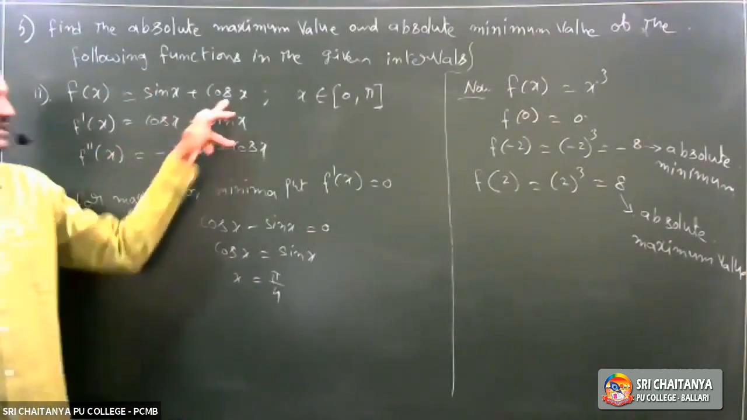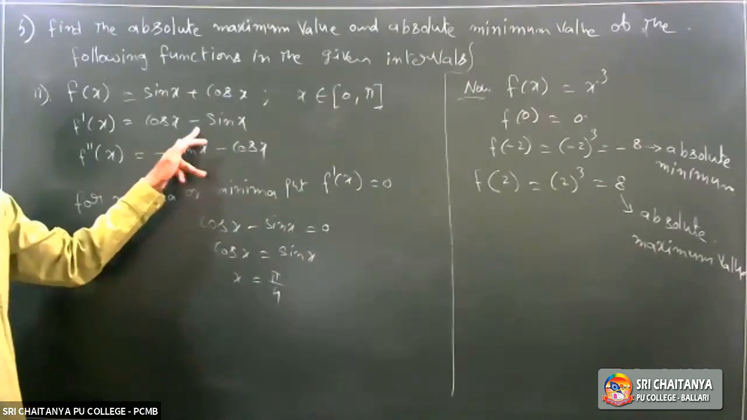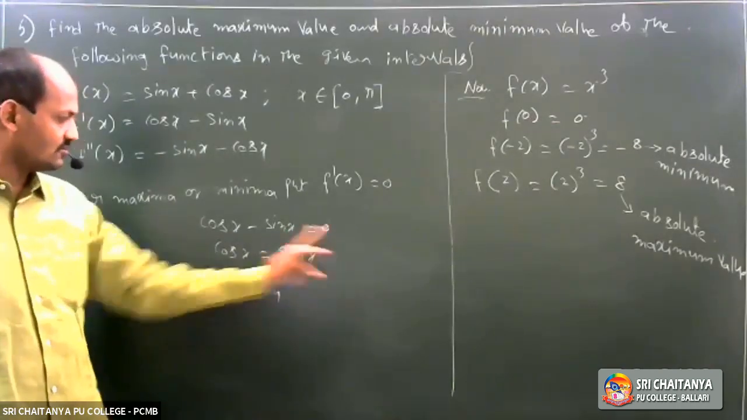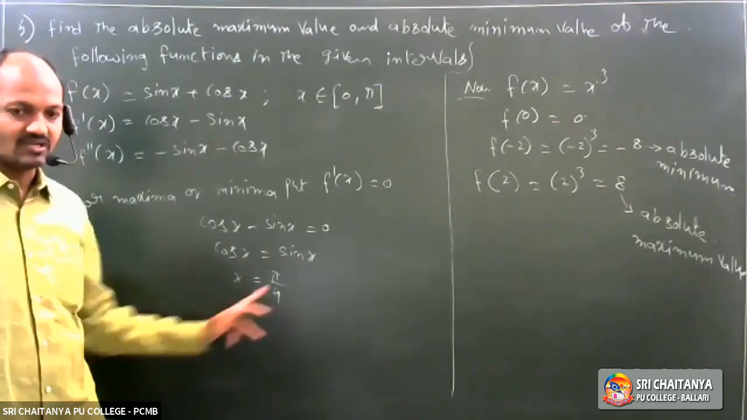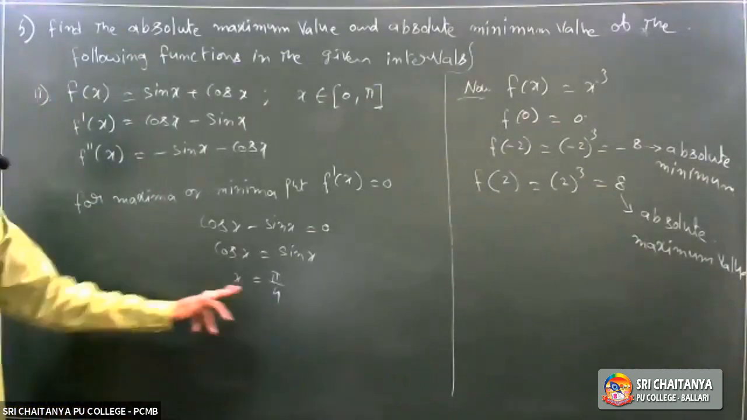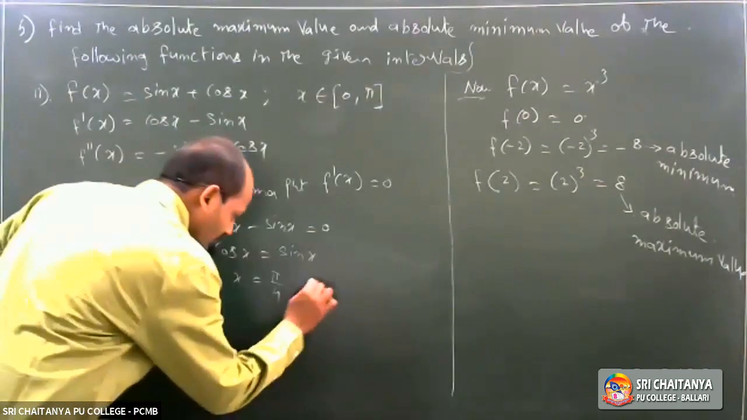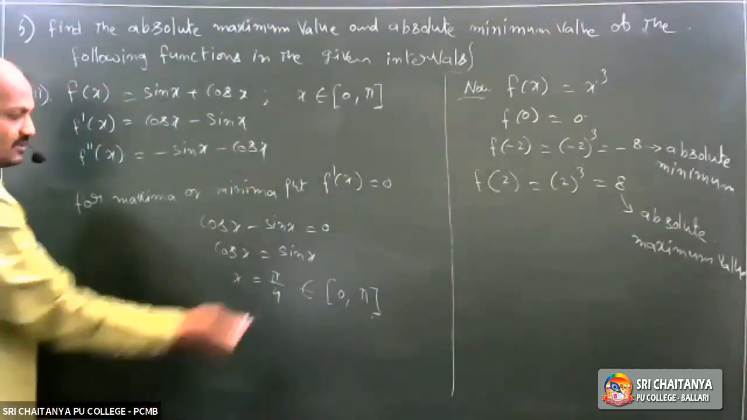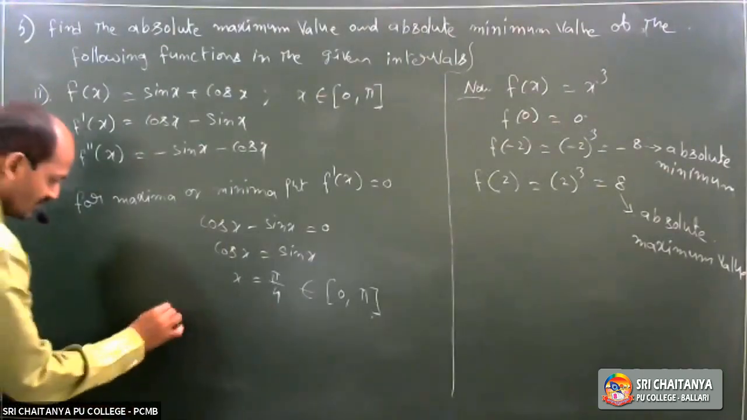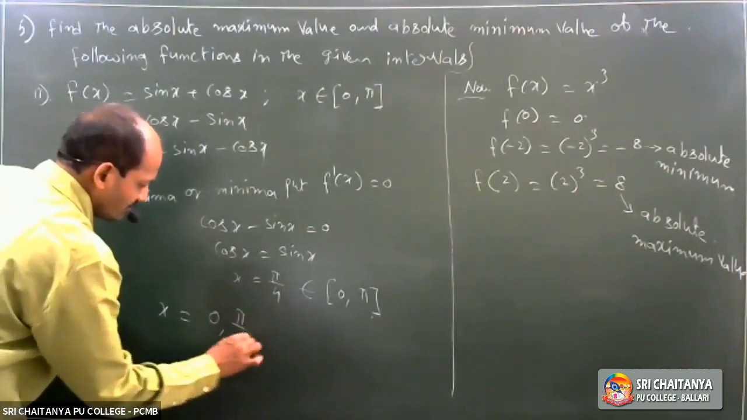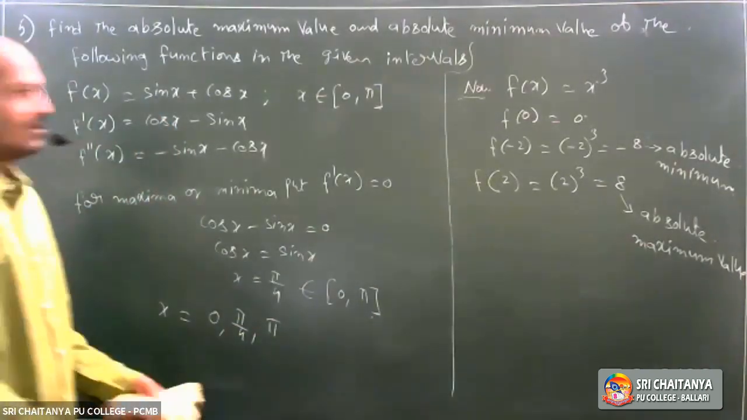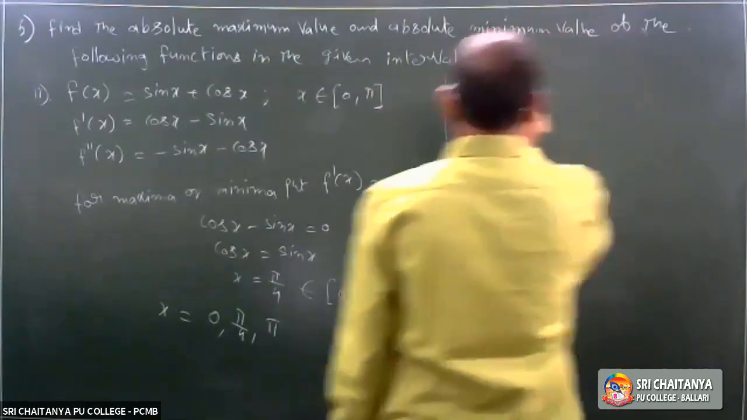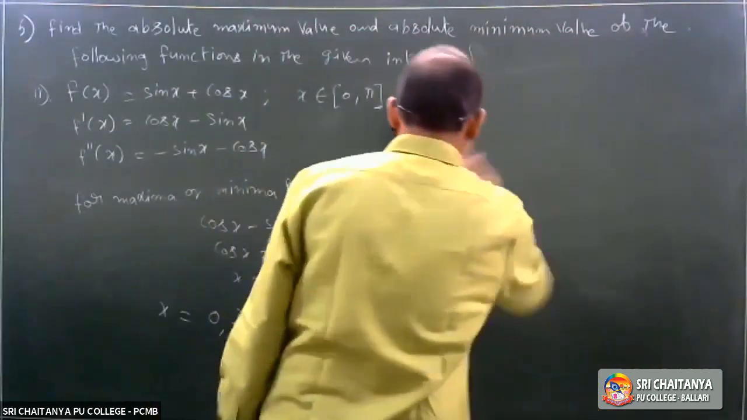Derivative of sin is cos, derivative of cos is minus sin. It is first order derivative. For maximum or minimum, first derivative equal to 0. That means cos x minus sin x equal to 0, cos x equal to sin x. Sin and cos both are equal at pi by 4. So that is x equal to pi by 4. This pi by 4 is in between given intervals 0 to pi, 0 to 180. Pi by 4 means 45 degrees. Clearly, what are the values? X equal to 0, pi by 4, pi. So directly find f of 0, f of pi by 4 and f of pi. Which one is least, which one is maximum?